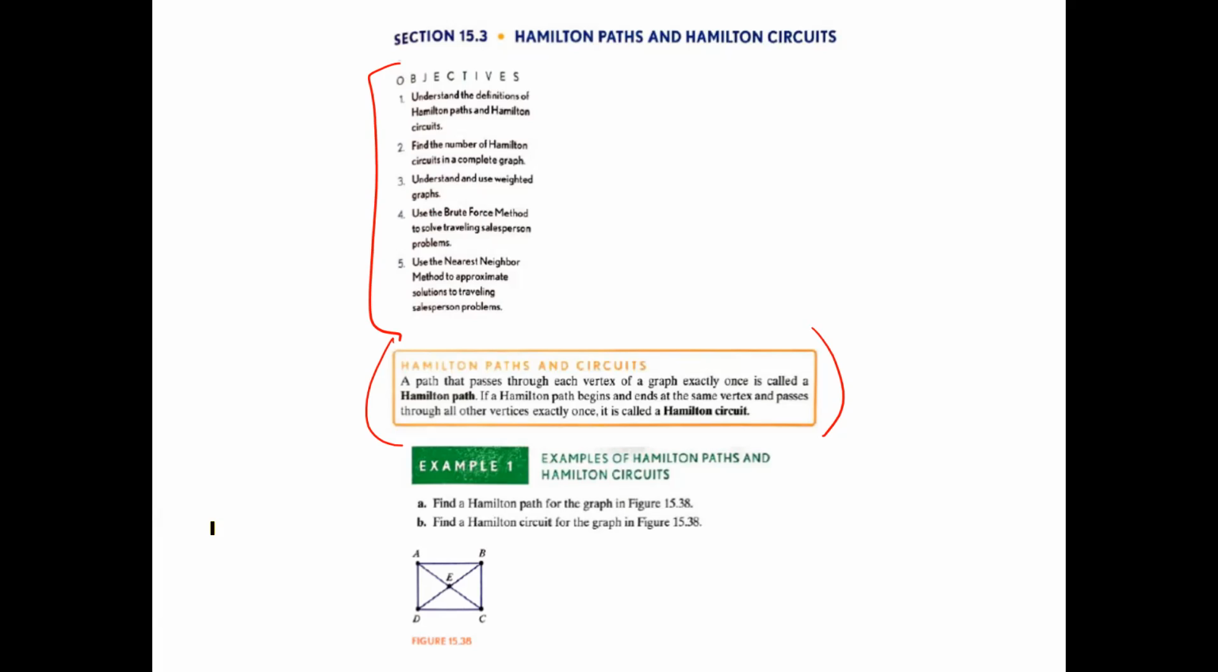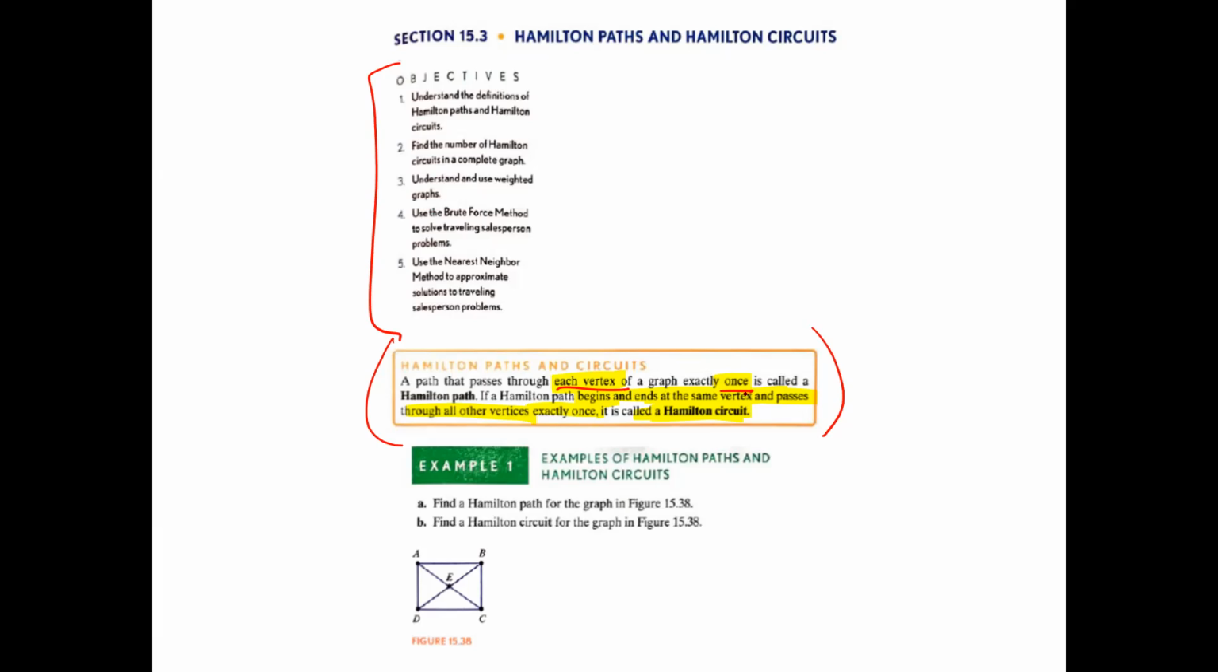All right, so a path that passes through each vertex of the graph once is called a Hamilton's path. If the Hamilton's path begins and ends at the same vertex and passes all other vertices exactly once, it's called a Hamilton's circuit. So let's go ahead and take a look at this. A, find the Hamilton's path for the graph. In order to be a Hamilton's path, you have to go through each vertex exactly once.